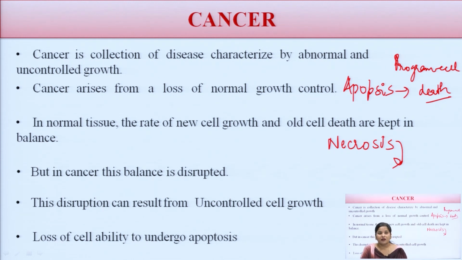In normal tissues, the rate of new cell growth and old cell death is in a controlled manner, but in cancer cells the balance is disrupted or damaged, and this disruption can result from uncontrolled cell growth. There is a loss of the cell's ability to undergo apoptosis. I told you that apoptosis is programmed cell death. So there is a loss. The cell can't recognize when to perform the apoptosis process, right? So they lose their ability to undergo apoptosis.